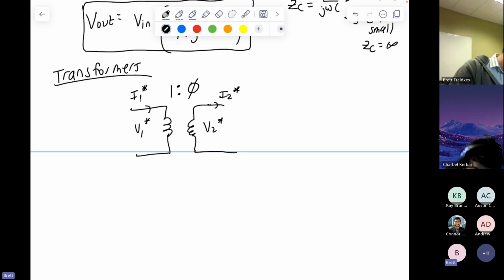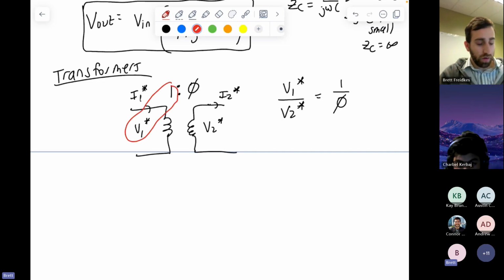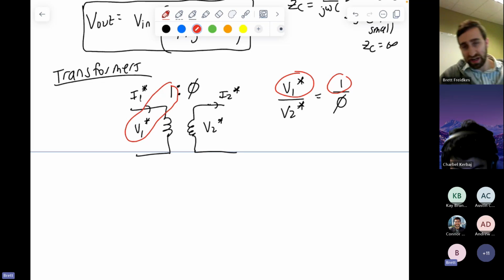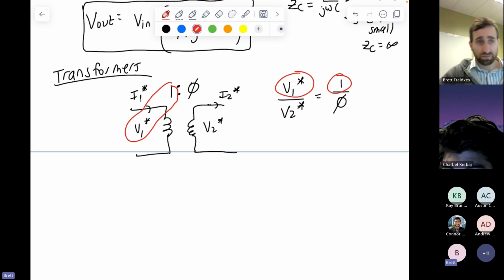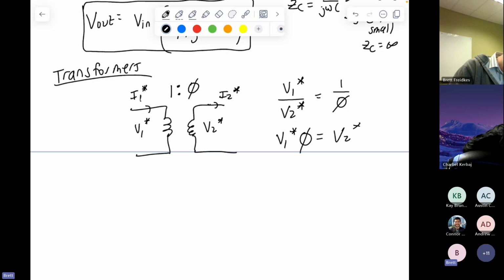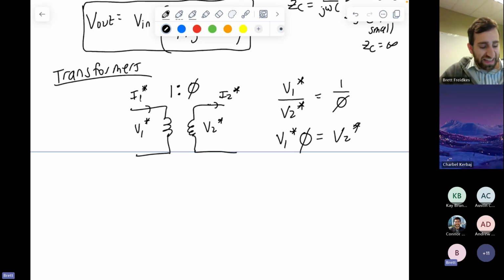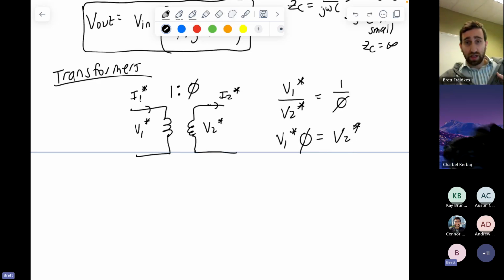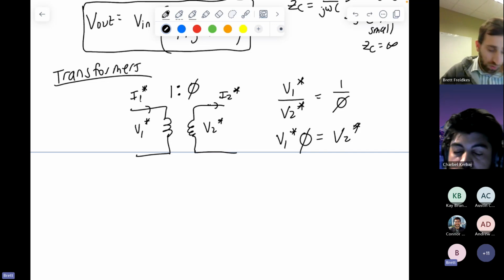And the general idea was that if this ratio is written as 1 to phi, we say that the ratio of V1 star to V2 star is 1 to phi, because this 1 is closer to the V1 star. So they will both go in the numerator of these fractions. So we see, if we do a little bit of math, that V1 star times phi is equal to V2 star. And if we assume that phi is bigger than 1, then we see that V2 star is bigger. We're basically increasing the voltage in the second part of the circuit.